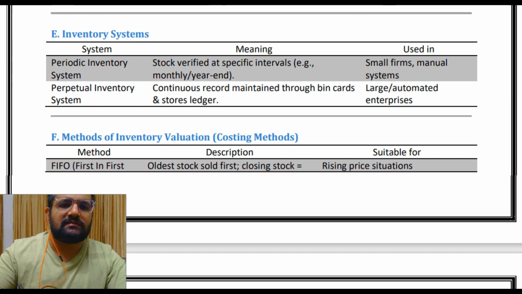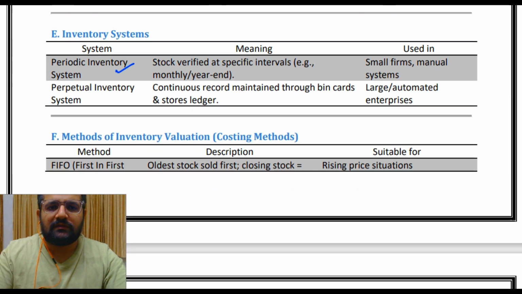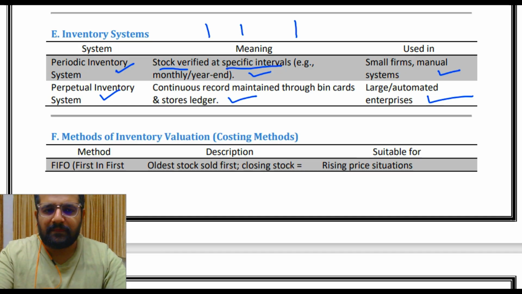Then inventory systems: periodic inventory system or perpetual inventory system. Meaning of periodic inventory system: stock is verified at specific intervals, at regular periods, for example monthly or at year end. Used in small firms with a manual system. Perpetual inventory system: a continuous record is maintained through bin cards and stores ledger; it is used in large automated enterprises.